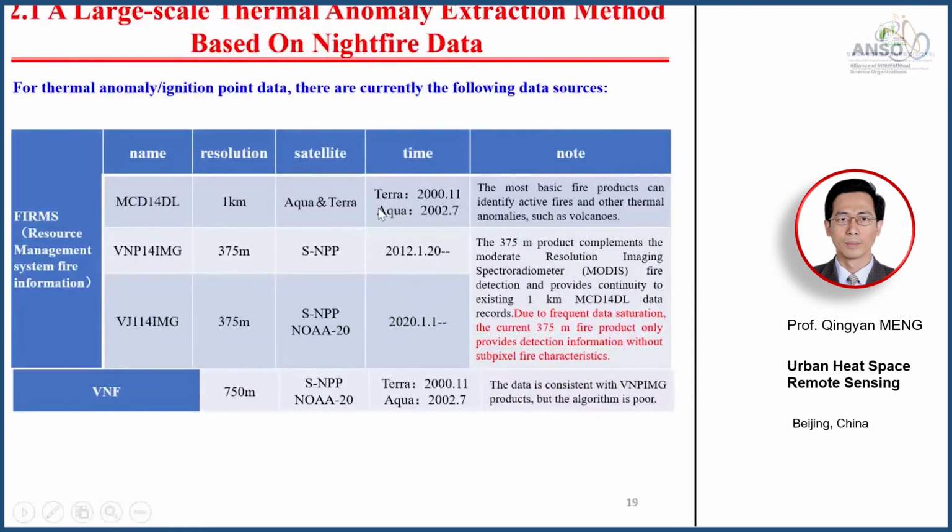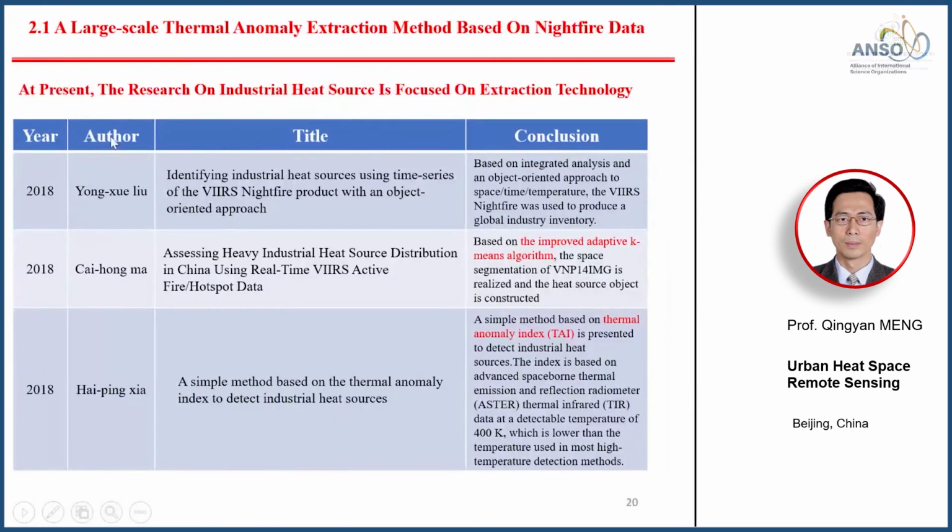Okay, this part we use the data on thermal anomalies. We use VNF and some other data currently. The following data sources: VNP, the resolution, the satellite, the time, and some notes, you can read it later on. And there are some studies, some papers you can read.